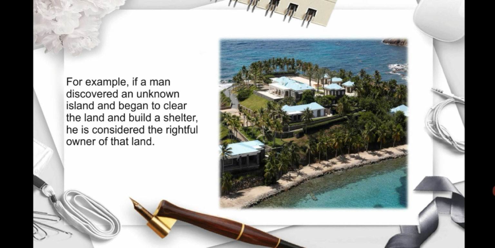Like, for example, if a man discovered an unknown island and began to clear the land and build a shelter, he is considered the rightful owner of that land. And the role of government for this is to protect the right to property.